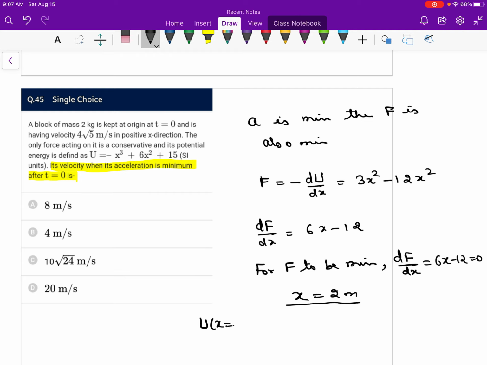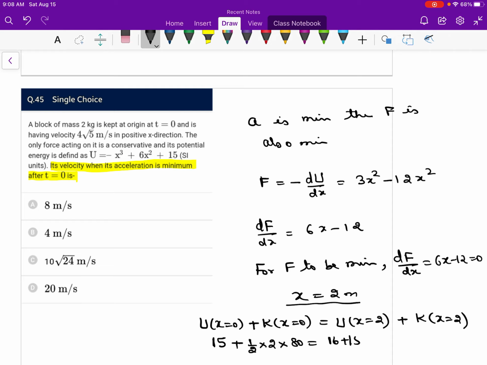So U at x = 0 plus kinetic energy at x = 0 equals U at x = 2 plus kinetic energy at x = 2, by energy conservation. U at x = 0 is 15, plus kinetic energy at x = 0, half into 2 into 80. U at x = 2: 2 2s are 4, 6 are 24, minus 8, 16, so 16 plus 15, plus kinetic energy at x = 2, half into 2 into v². The 15 cancels, 80 minus 16 is 64. So v² is 64, so v is 8 meters per second. So A is the correct option.